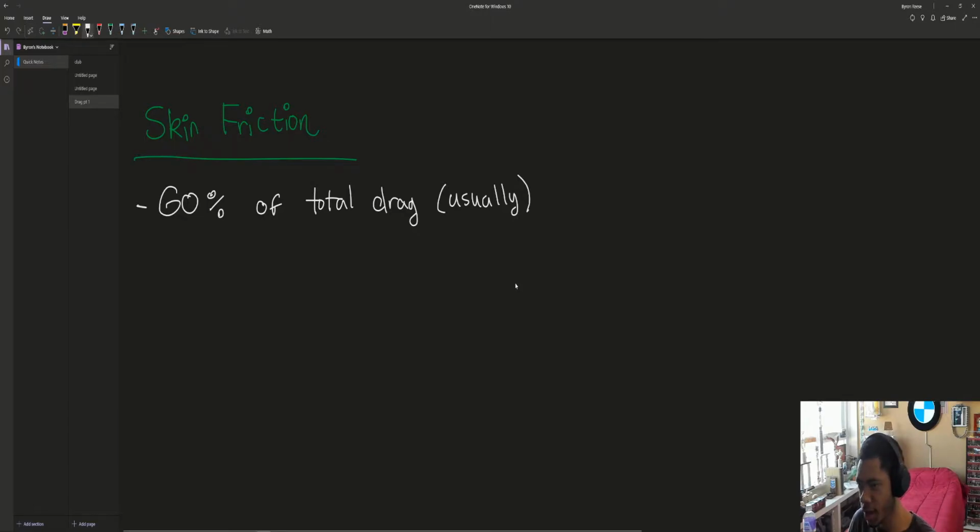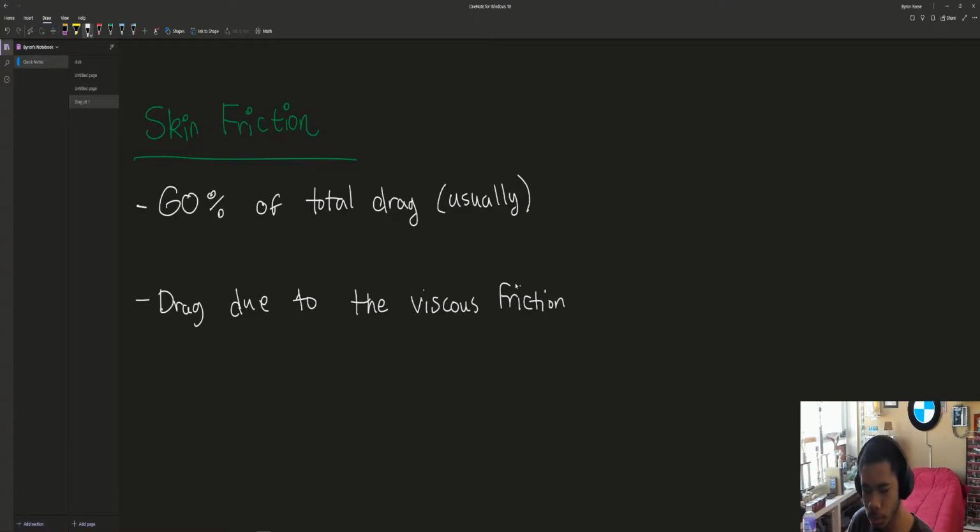What is skin friction drag? Skin friction drag is the drag due to viscous friction, or interaction, between your medium, so in our case we'll think of air as our flow medium, and a surface.